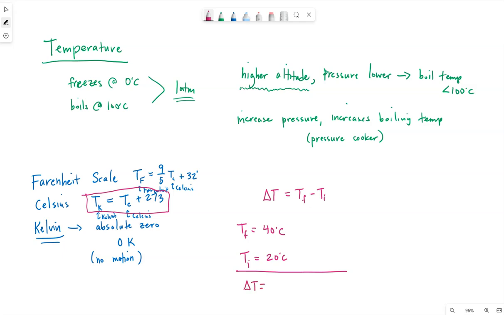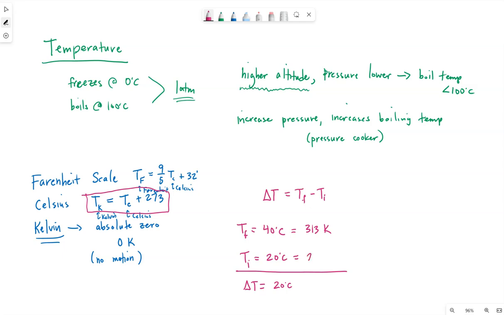Delta T would be the final value minus the initial value, which would be a difference of 20 degrees Celsius. If we had converted to Kelvin first, so the 40 plus 273, and yes, I'm using my calculator because I don't trust myself at the moment, but I do know this is an easy addition. So this final temperature would correlate to 313 Kelvin.